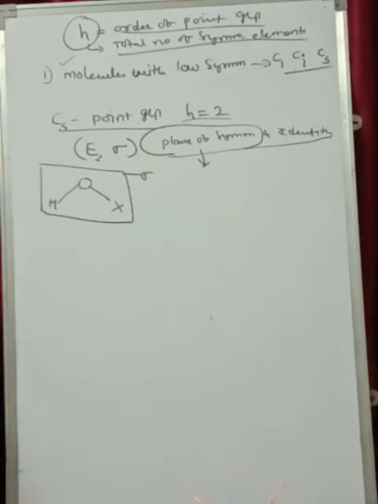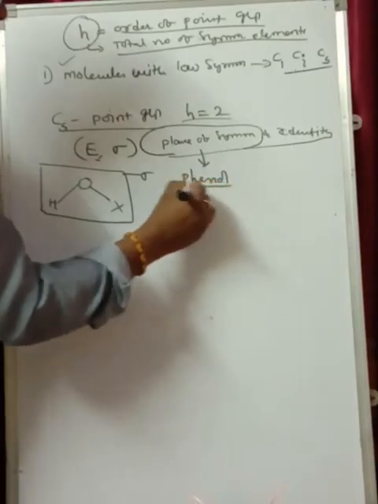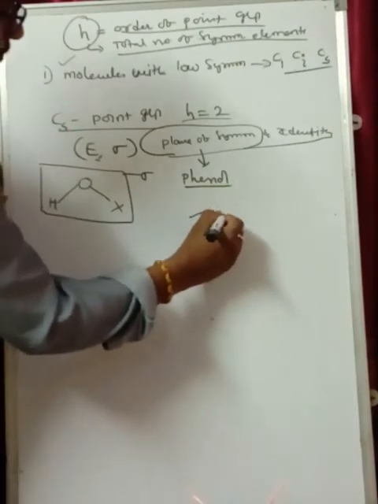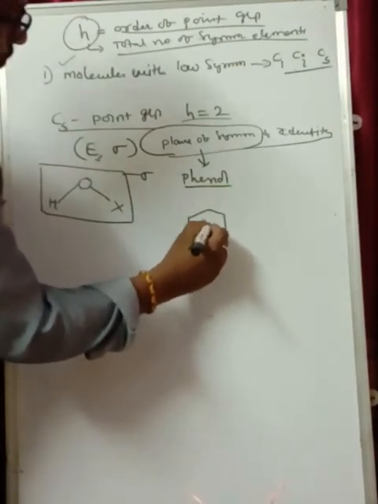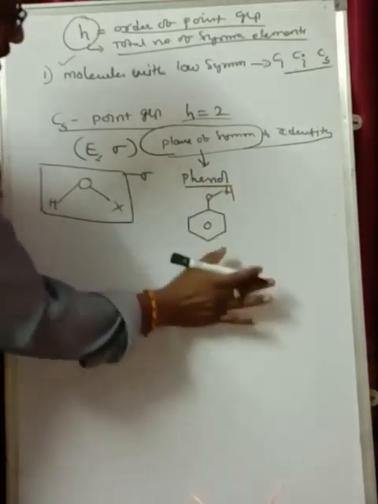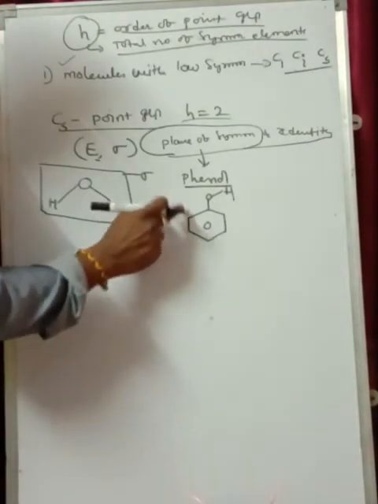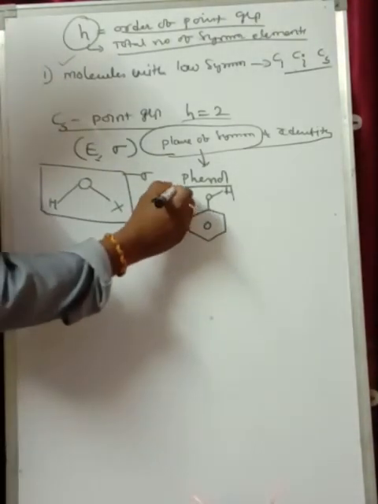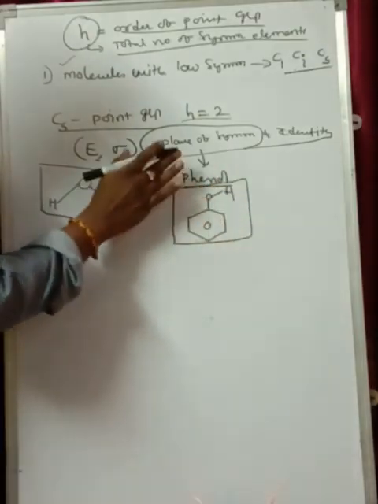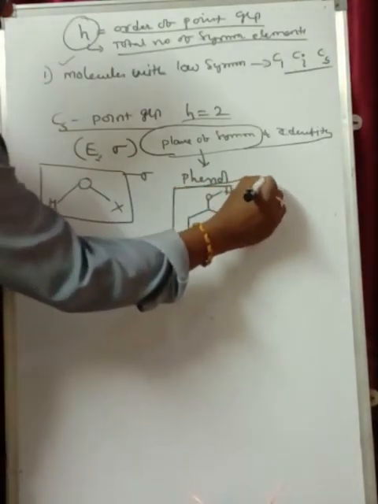We have another example. We can take the example of phenol. Phenol also comes under the Cs point group. The phenyl ring and the OH are actually in one plane. Therefore, this has only the plane of symmetry. That is, the plane is passing through the oxygen, hydrogen and the benzene ring. So therefore, it has only sigma.